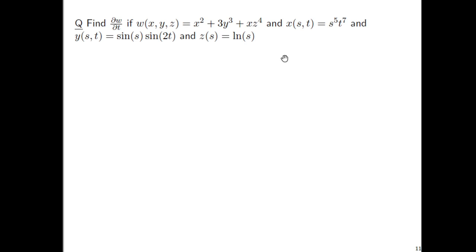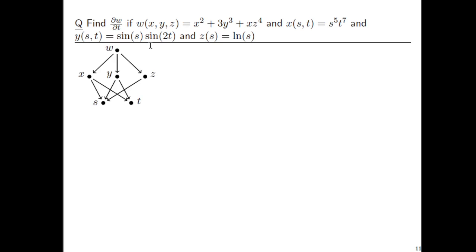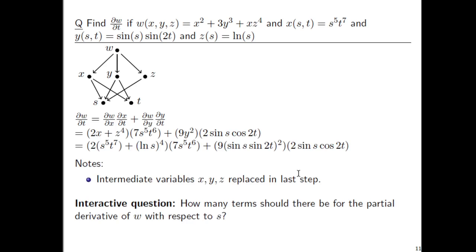So let's look at the partial derivative of w with respect to t. It's all the same setup as before, all the same w, x, y, z functions. It's just we're looking at partial w with respect to t. If I go back to the previous slide, it was partial w with respect to s. So same dependence diagram, but we now have dw/dt equals dw/dx times dx/dt plus dw/dy times dy/dt. We compute those partial derivatives and then, of course, replace the intermediate variables. Again, intermediate variables were replaced.